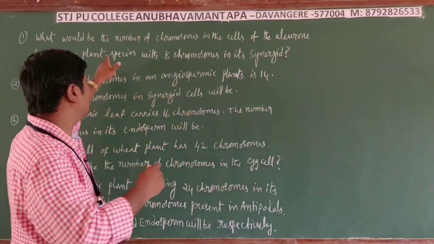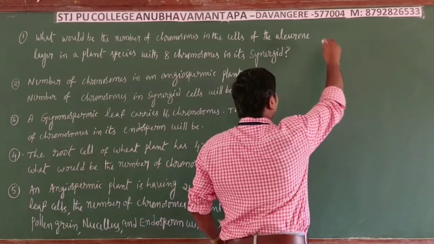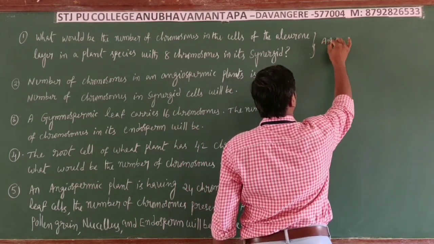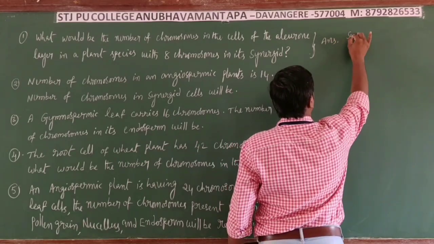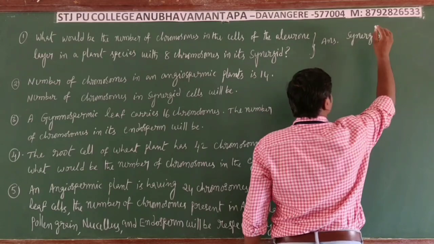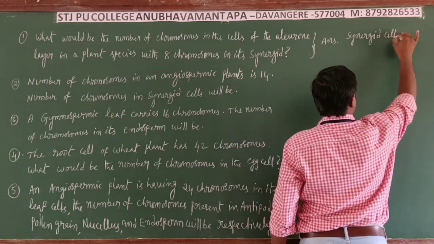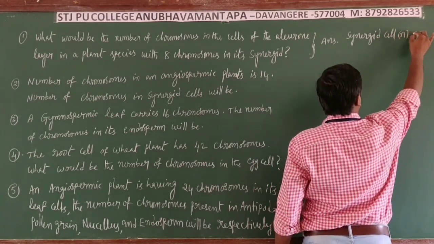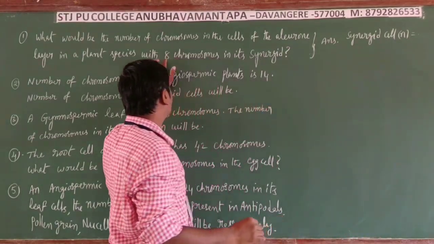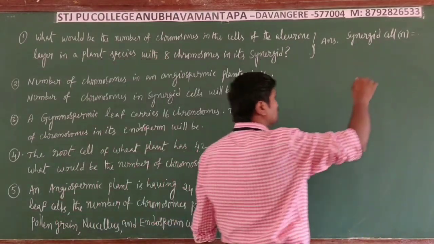Now, the synergid cell is related to the gametophyte part. Answer: the synergid cell is haploid. The haploid cell contains a total of 8 chromosomes.